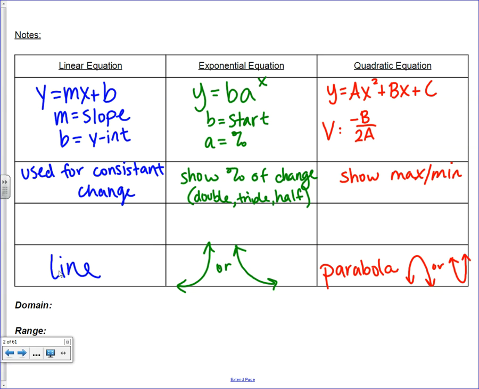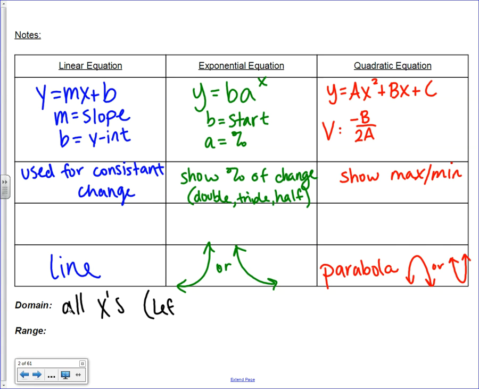Now, we do have a couple more things I want to be reminded of down here. What is domain? Domain is all of the x's. Which way do x's travel? Left and right. What does the range represent? All the y's. Which way do y's travel? Vertical, which would be up and down. And that's stuff that we've talked about before. We talked about input and output.